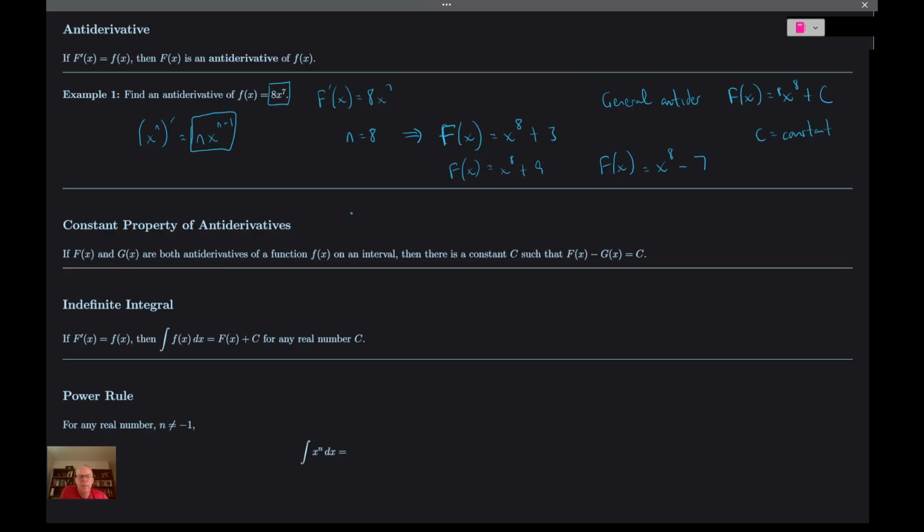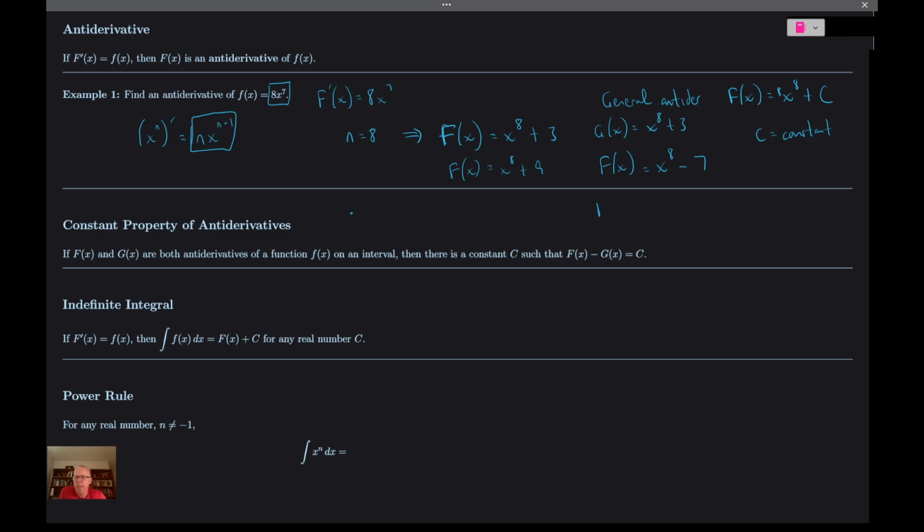Now, if capital F of x and capital G of x are both antiderivatives of this function, then there is a constant c so that capital F of x minus capital G of x equals c. That's really illustrating the fact that we could use any constant here. So let's say this one is capital F of x, and let's say capital G of x is x to the 8th plus 3. If you take the derivative of either one of these, you get 8x to the 7th.